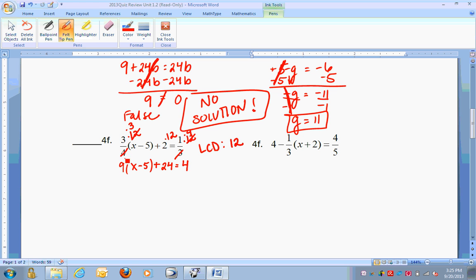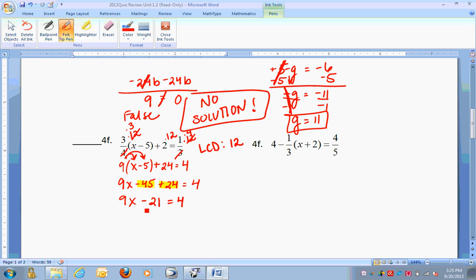So now I have to get rid of my parentheses. I multiply 9 times x and 9 times negative 5. So I end up with 9x minus 45 plus 24 equals 4. Okay, so now I can combine my like terms. Negative 45 and positive 24 are both constants. They do not have a variable, so I can combine those. And when I do, I end up with 9x minus 21 equals 4.